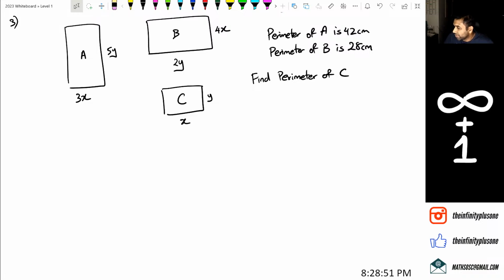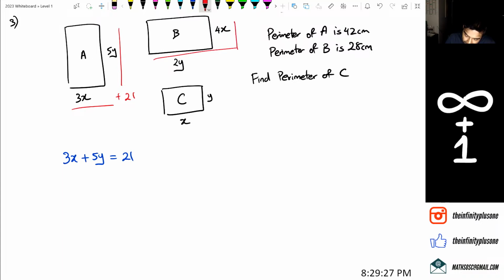Okay, so we know that the perimeter is 4 sides put together, in this case anyway. So if the perimeter for rectangle A is 42, then these two lengths here, when you add them up, will give you 21. So your first equation is 3x plus 5y equals 21. Now if you look at the second one, half of 28 is 14, so this and this is equal to 14. So we've got a second equation, which is 4x plus 2y equals 14.